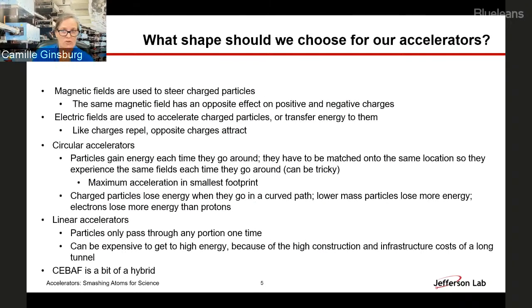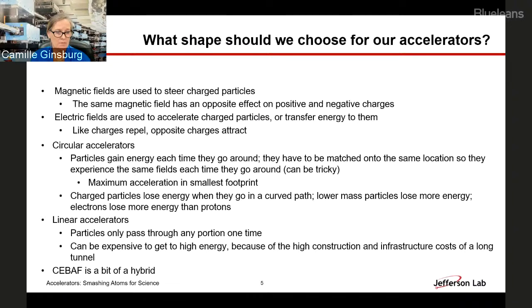So what shape should we choose for our accelerators? Well, magnetic fields are used to steer charged particles. Magnetic field has an opposite effect on opposite charges. Electric fields are used to accelerate charged particles or transfer energy to them. Like charges will repel and opposite charges will attract each other.